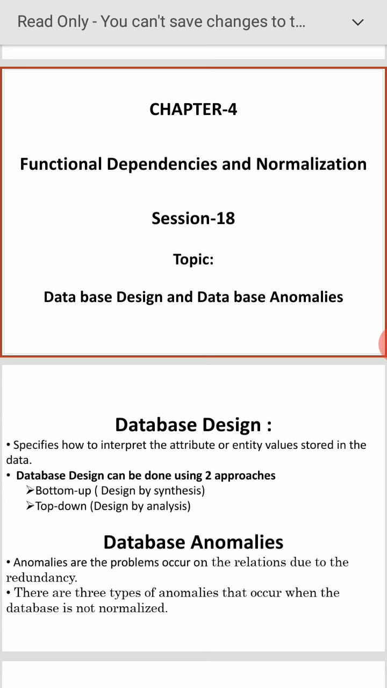Database anomalies. Anomalies is nothing but problems. Problems occur in a relation due to redundancy. Redundancy means duplication of data. In general words, that is called a problem. In DBMS, that is called anomalies. There are three types of anomalies that occur when the database is not normalized. We'll discuss later what is normalization, types of normalization, and so on.